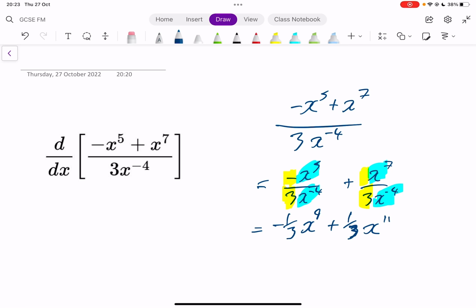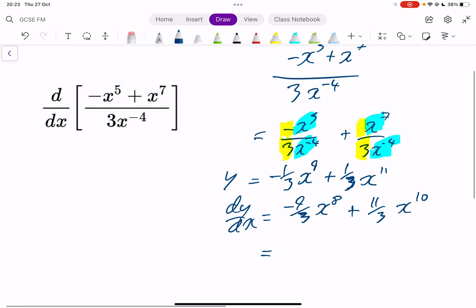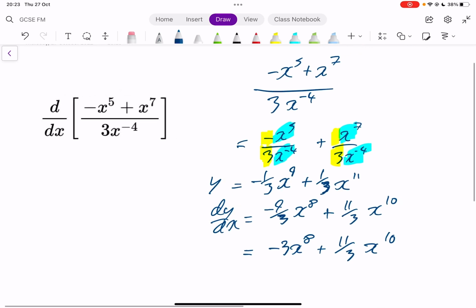When you differentiate that, if that was your y, your dy by dx would be, to differentiate, you multiply by your power and reduce your power by 1. So that'll be minus 9 over 3, x to the power of 8, and then plus 11 over 3, x to the power of 10, and you can tidy that up. That's just minus 3, x to the power of 8, plus 11 over 3, x to the power of 10. So if we just put that over here, my answer for this would be minus 3x to the power of 8 plus 11 over 3 x to the power of 10.